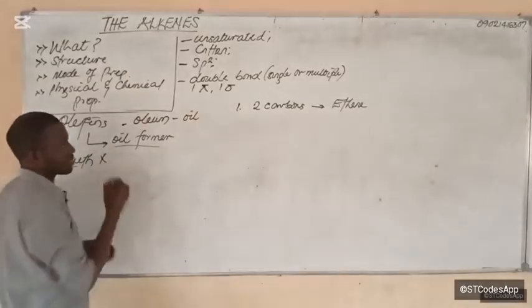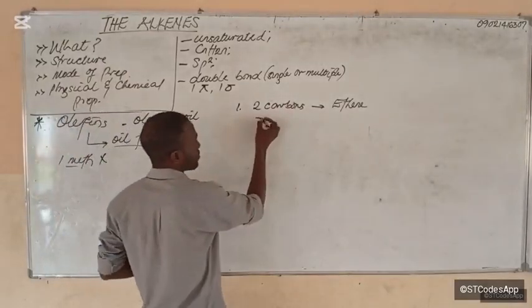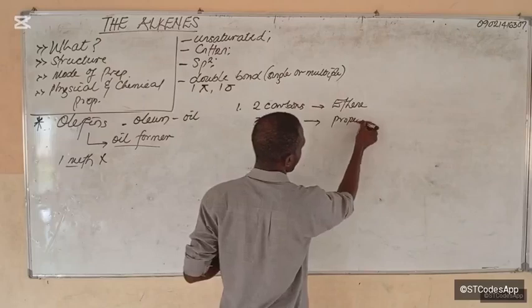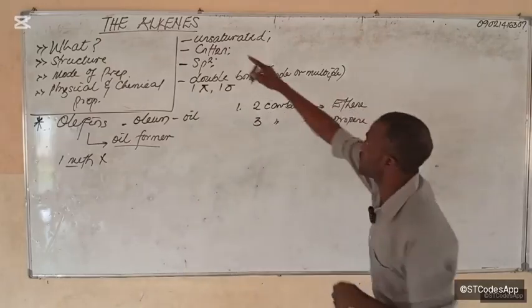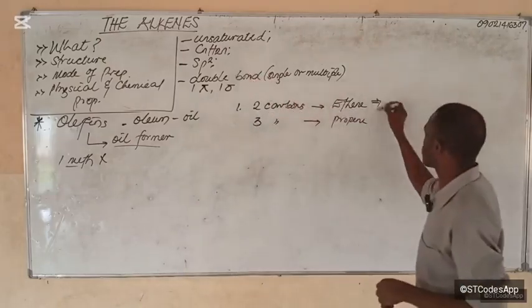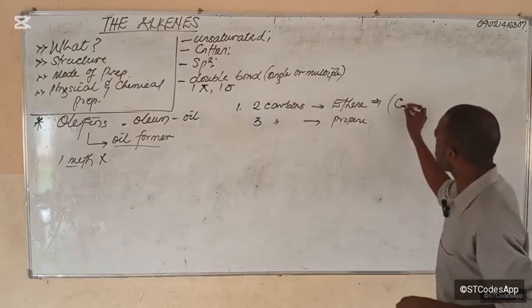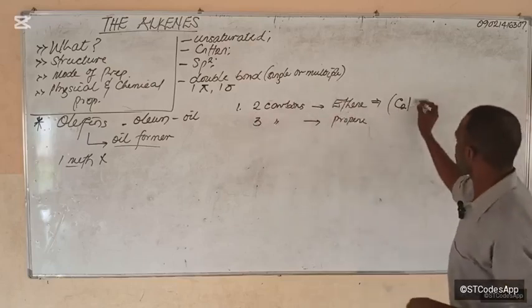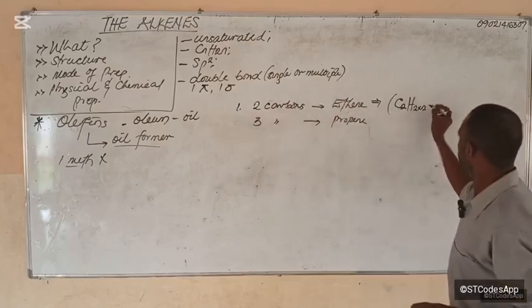So meth is annulled for our case. Now if we have 3 carbons, then that's going to be what? Propene. Okay. Now the general formula is CnH2n. So it means that the formula of this guy is going to be what? C2, because in this case we have 2 carbons. Then H, which will be 2 times 2.